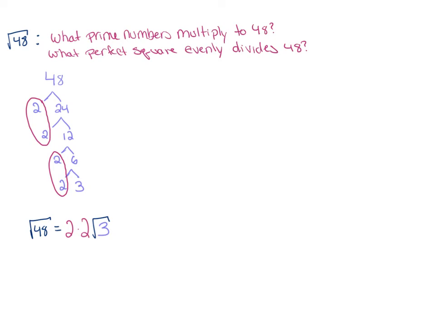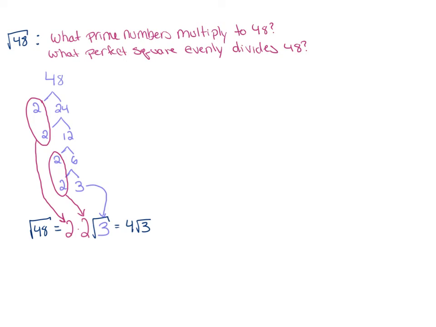When you pair up your 2's, you have 2 times 2, so when you take the square root of 2 times 2, you end up with 2, and same thing here. So that's why we have 2 times 2, and then the 3 does not have a pair, so it stays inside my square root. This leaves me with the final answer of 4 square root 3.